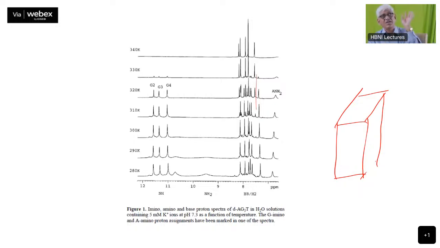Amino protons exchange out very rapidly. Even at a low temperature you don't see them. But here the A NH2 is so stable, up to 320 degrees. So what does that mean? This means that the amino proton is also involved in a kind of tetrad formation.